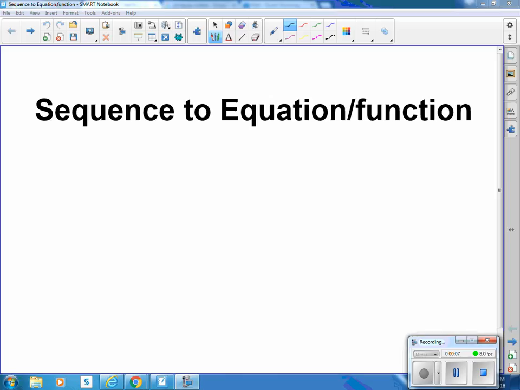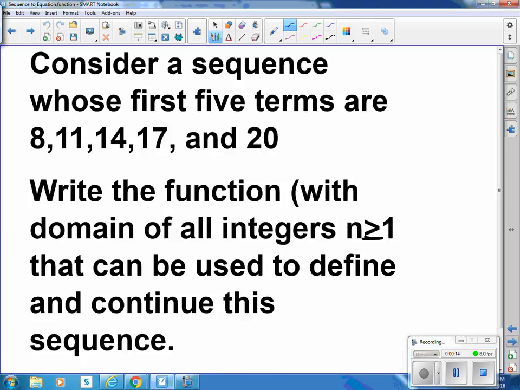How to go from a sequence to an equation or a function. Consider a sequence whose first 5 terms are 8, 11, 14, 17, and 20. So first 5 terms, that's kind of key. They're not just 5 terms, but they're the first 5. Write the function with the domain of all integers n greater than or equal to 1 that can be used to define and continue the sequence.